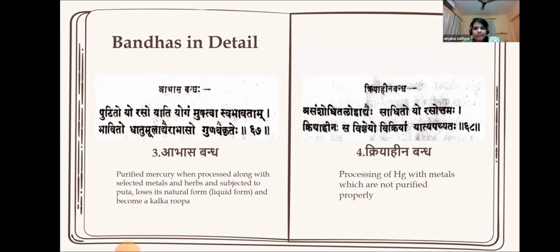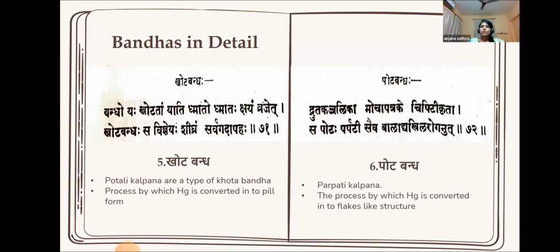The mercury is purified, but not the material which is used, not the lohas used for the processing of mercury. The lohas are not purified well before using them in the formulation. So that is known as Kriyahina Bandha, the Kriyahina for the lohas. The lohas are not purified. So we covered almost the three harmful bandhas and one bandha which is used for Kshetrigarana, that is Aroda bandha. So the three plus one, four bandhas are covered.